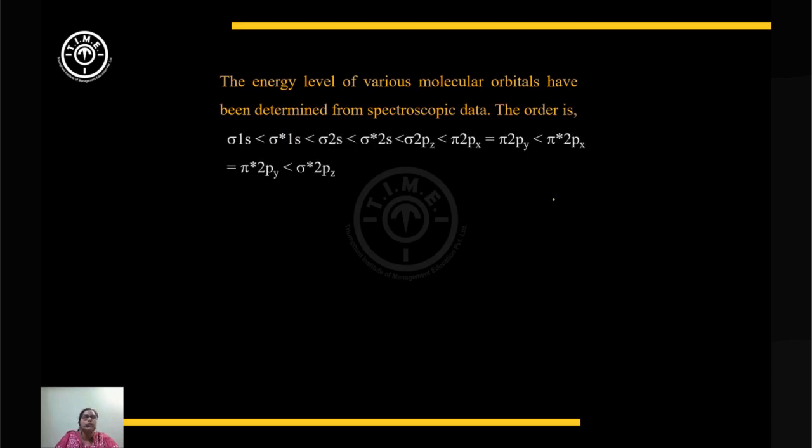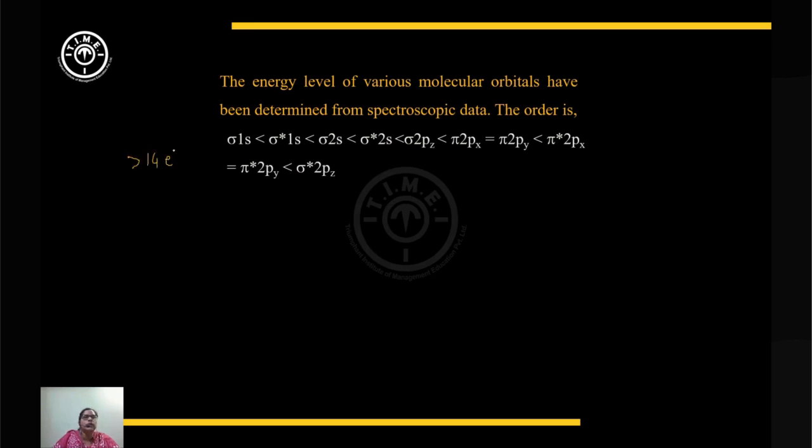The order is sigma 1s is less than sigma star 1s, which is less than sigma 2s, less than sigma star 2s, less than sigma 2pz, is equal to pi 2px is equal to pi 2py, less than pi star 2px, which is equal to pi star 2py, is less than sigma star 2pz. This is the order for the molecules or species which contain more than 14 electrons.